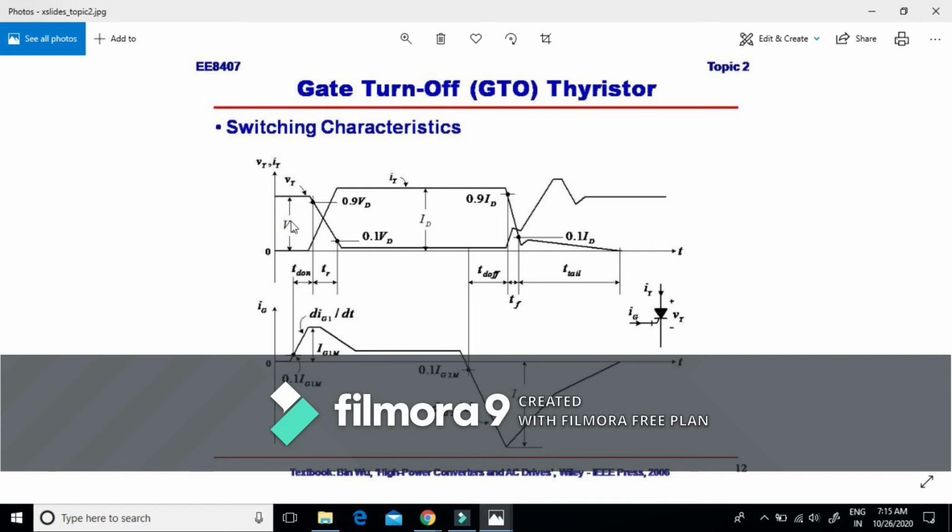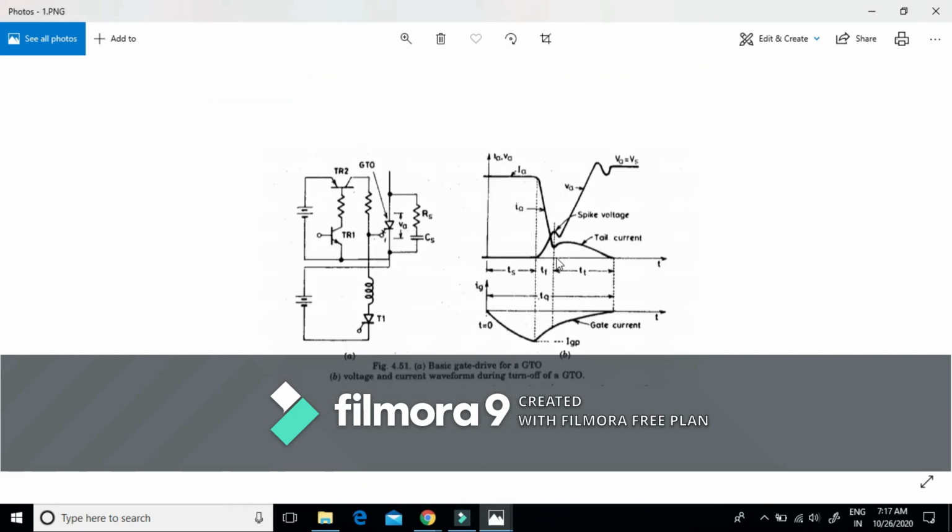GTO. The turning on period is similar to that of thyristor, where we have delay time, rise time, and spread time. The turn off characteristics of this GTO are quite different from that of a SCR. Here, this gate turn off time period is divided into storage time, fall time, and tail time. And the combination of all the three, storage time, fall time, and tail time, sums up to form the turn off time.